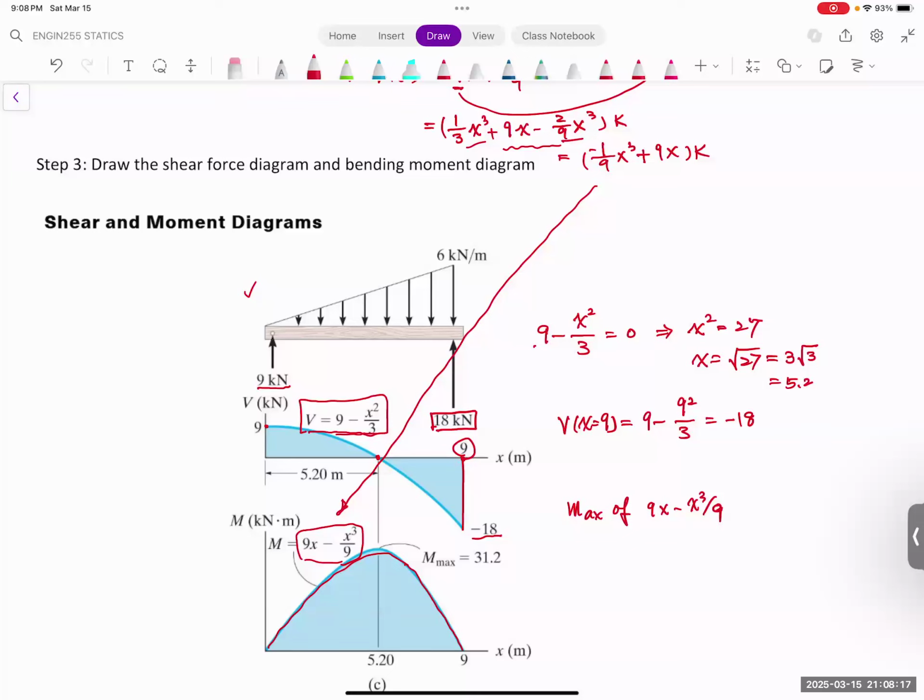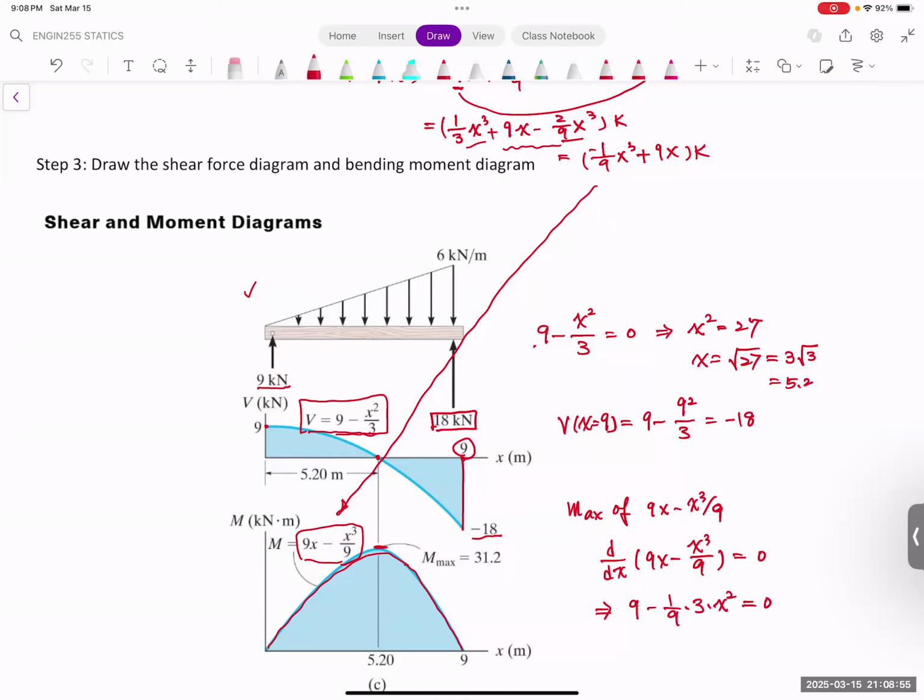You take the derivative of this one and make it equal to 0, right? Because at this point, the derivative is the slope, and this point slope is equal to 0. So we take d/dx of (9x minus x cubed divided by 9), that is equal to 0, and we find the derivative of 9x with respect to x is equal to 9, and this one here is 1/9 times 3 times x squared equal to 0.